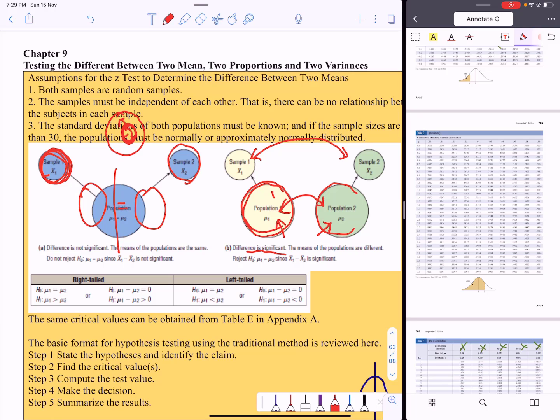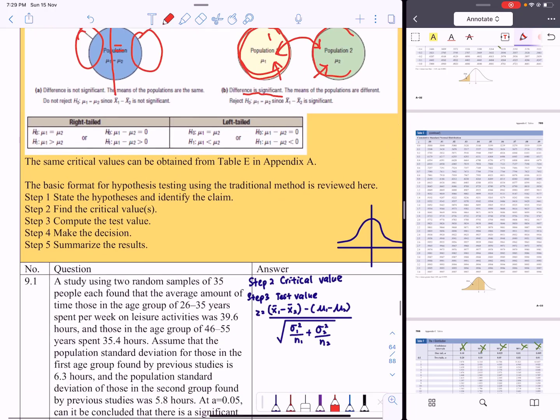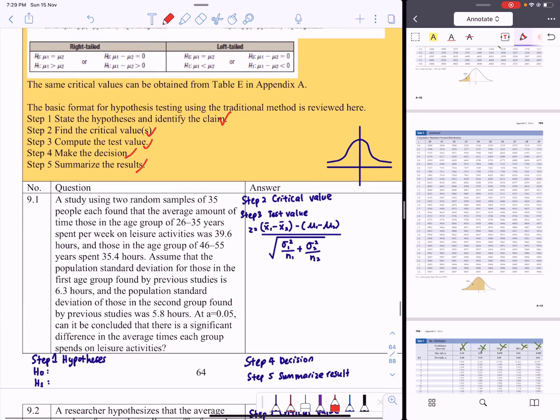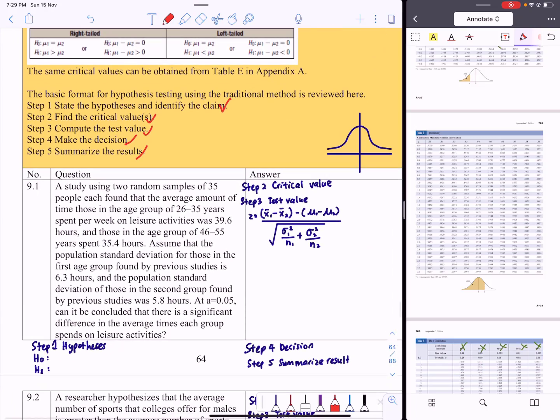I continue. This is similar, we have step 1 until step 5 that you need to do. We go directly to 9.1. This example, you can turn to page 491.